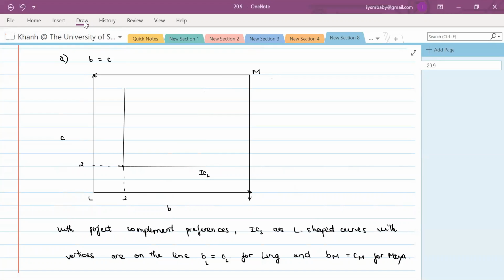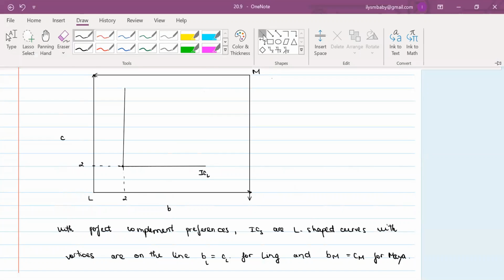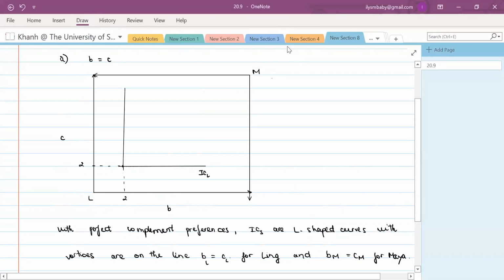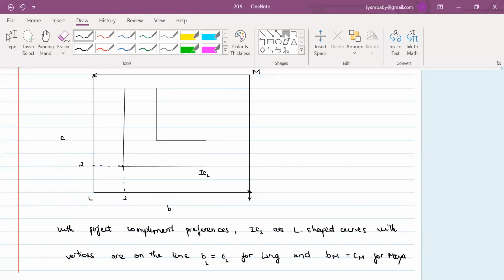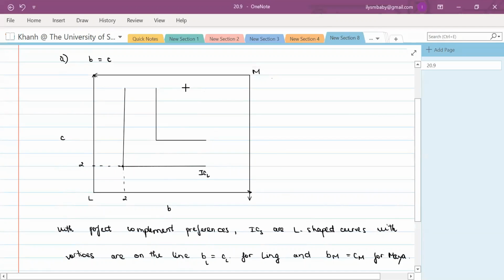Now I draw a few more indifference curves for Ling first. If I go over here, I'll try to get one more indifference curve for Ling, like this. So this is IC2, and this is IC3 for Ling.